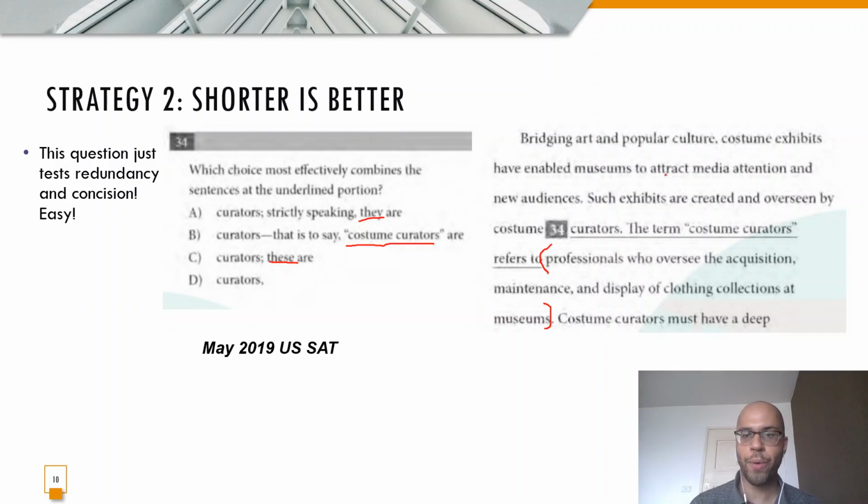And we could just basically say, the term, such exhibits are created and overseen by costume curators. And then we could just have a period there, really, right? We know that that's a full sentence. Putting a comma here just lets us know that this is kind of like giving a definition of the word. And it's the same as putting this information in parentheses. We'll talk more about that idea later in the series, but I hope everything kind of is making sense to you guys. So this is D. That is to say is a really repetitive phrase, by the way. I would avoid that for the most part in a question like this.